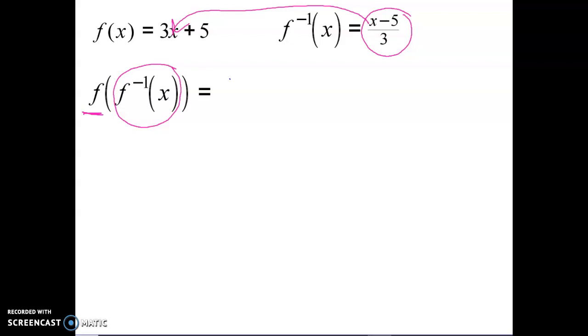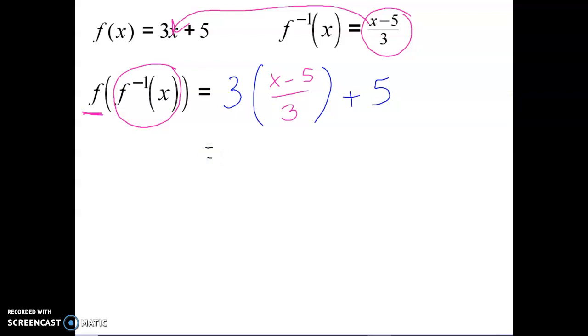So the 3 doesn't change. In place of x, I am going to put (x minus 5) over 3. I'm going to put that whole inverse function in there, and then I'm not going to change the plus 5 on the outside. So that's what this notation means. It means take the function f inverse of x and put it here in place of x. The 3 doesn't change, the plus 5 doesn't change. It's just that instead of x, I'm going to have this whole (x minus 5) over 3. Okay, let's see if we can simplify this. Let's use order of operations and see if we can simplify this.